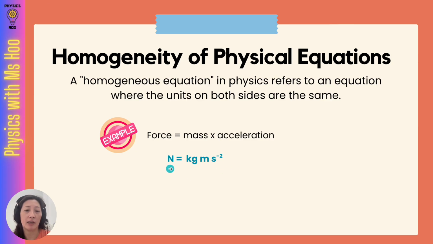So Newton is equivalent to kilogram meters per second squared. Now some of you might be thinking, wait a minute, you said the units on both sides are the same. What it just shows us here is that they have the same value. Now let's look at another example.